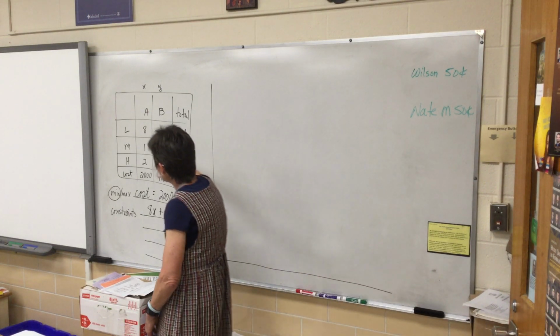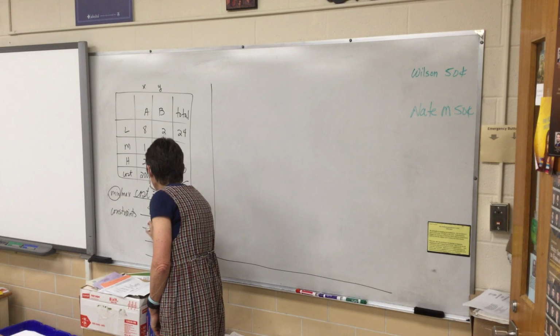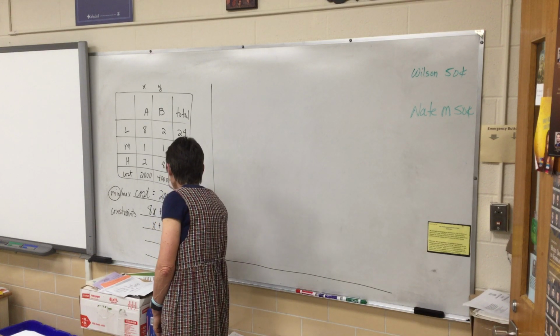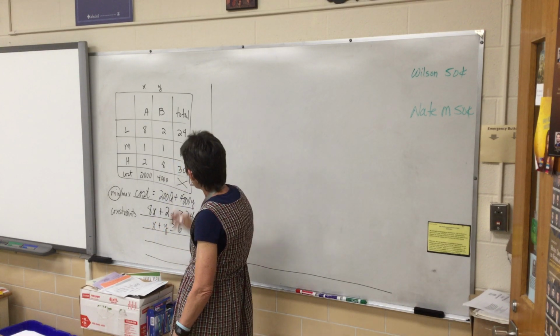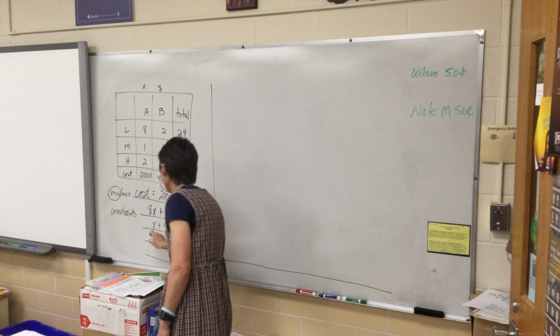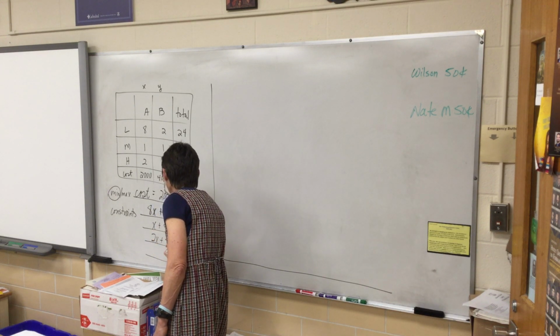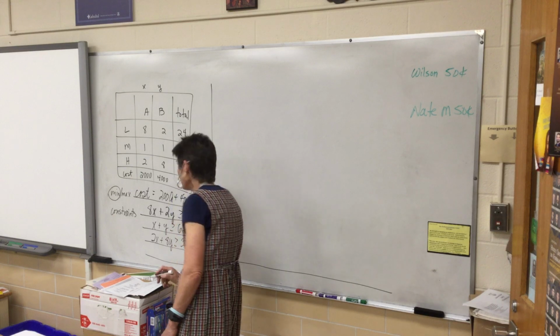What does this one say? X plus y is greater than or equal to 6. And what does this one say? 2x plus 8y is greater than or equal to 30.